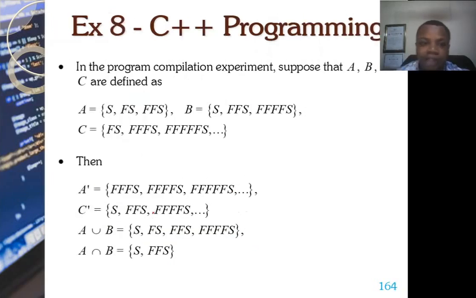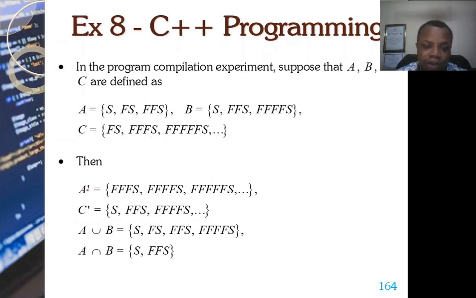Now let's look at another example, okay? In this case, we are looking at the C++ program. With this C++ compilation experiment, suppose that events A, B, and C are defined as follows. So A is equal to a situation where the student was able to successfully run at the first time. He failed the first time, but was able to run at the second attempt, and up to this point. So this makes the first event, and the second event, and the third event, that is the C.